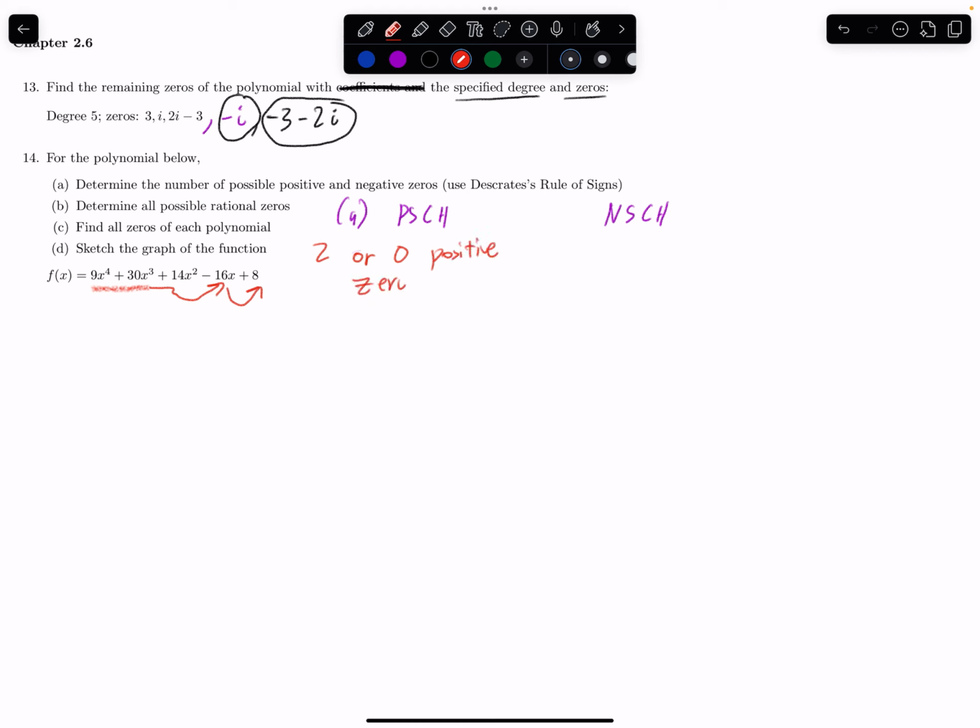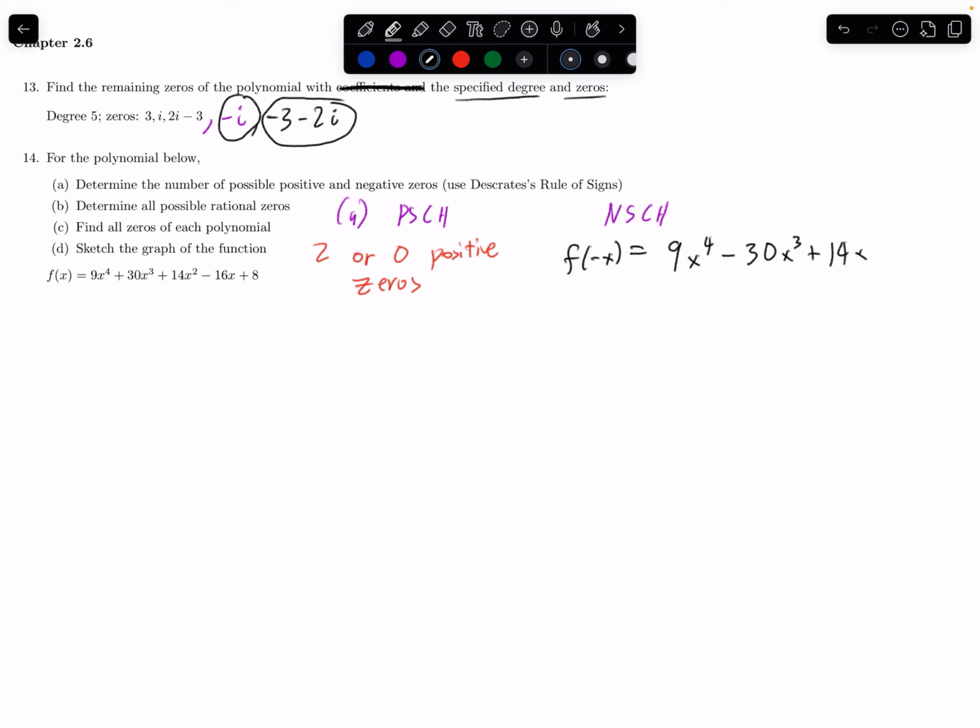Positive zeros. What about negative sign changes? For that, first I got to plug in negative x and see what happens. And quick tip for that, guys, when you're plugging in negative x and you're trying to see what pops out for the polynomial, if it's an even degree, it doesn't matter, right? Negative x to a fourth is going to come back to being positive again. So even degrees just keep their original sign, whatever it was. If it's positive, it stays positive. If it's negative, it stays negative. Odd degrees switch. So if it was positive 30x to the third, now it's going to become negative 30x to the third.